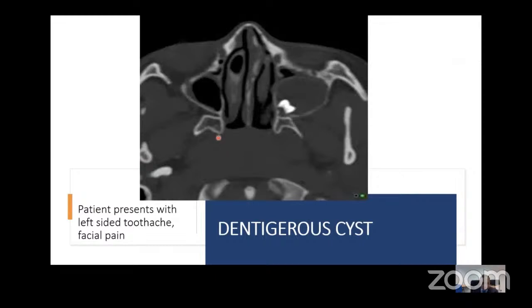Now let us look at this scenario. Here is a patient who presents with left-sided toothache and facial pain, and one can see a unilateral, uniloculated, bony cystic swelling, and it contains within it an unerupted crown of a tooth. The most likely diagnosis here is a dentigerous cyst, and you would refer this patient to the maxillofacial surgeons for further management.